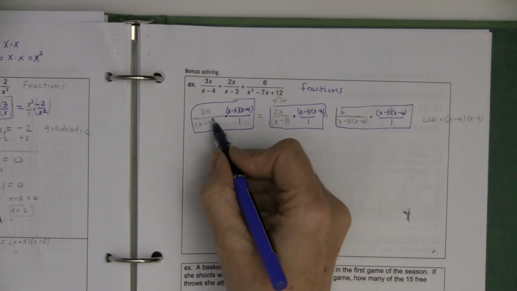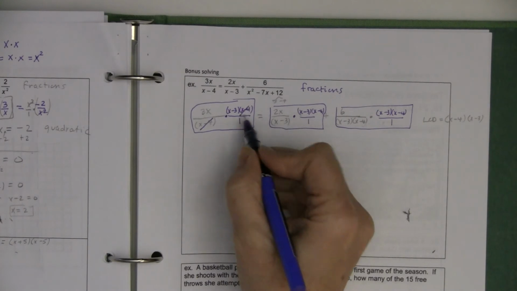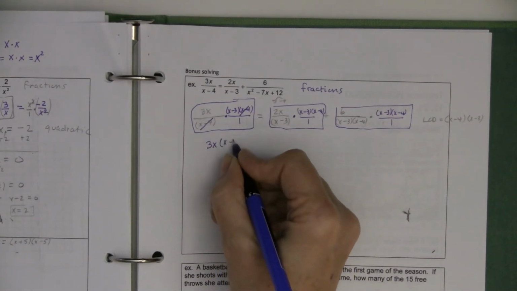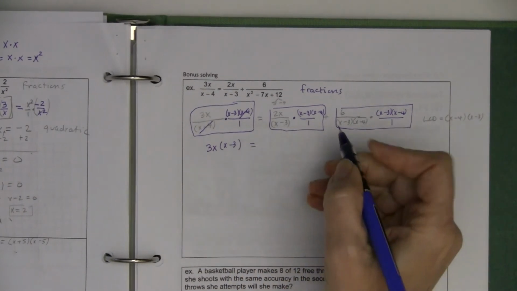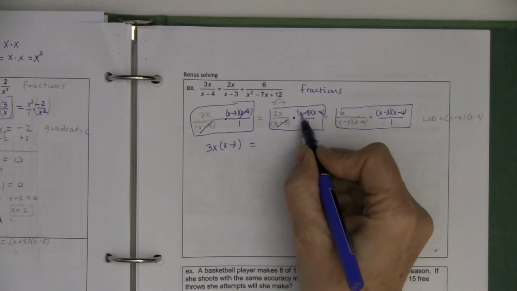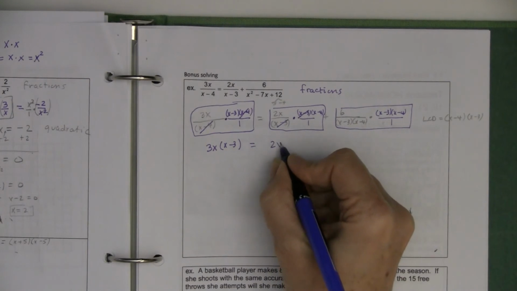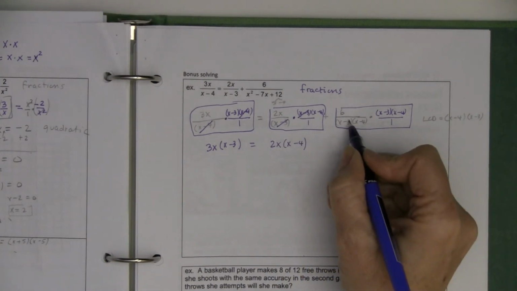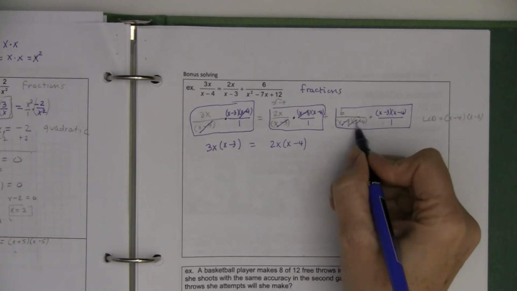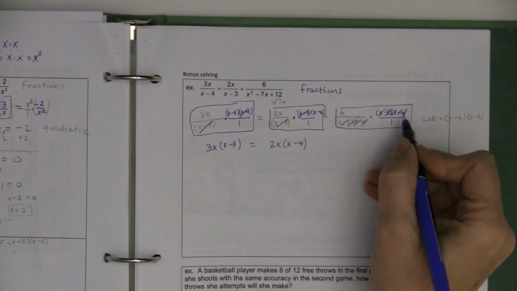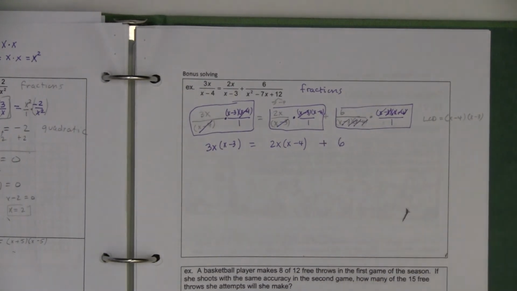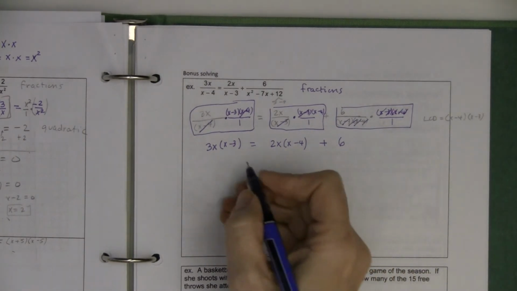So the x minus 4 cancels, reduces with the x minus 4, and gives here 3x times x minus 3 equals, the x minus 3 reduces with the x minus 3 and gives 2x times x minus 4. And the x minus 3 and the x minus 4 both reduce and just give us plus 6, right? And then now I'm going to multiply this together.